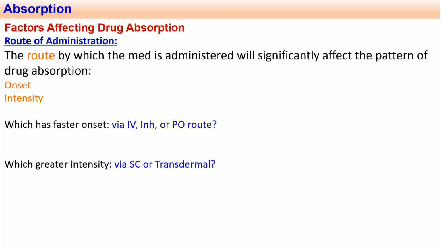So factors affecting drug absorption, we said the route of administration. The route by which the medication is administered will significantly affect the pattern of drug absorption. The onset, when the drug begins working or starts the effect, is determined by the rate of absorption. However, the intensity of the effect is determined by the amount of the drug being administered.